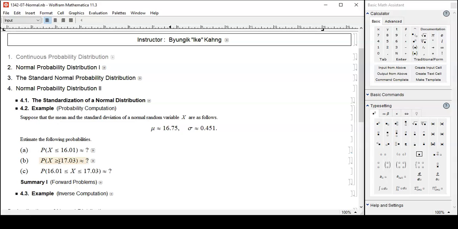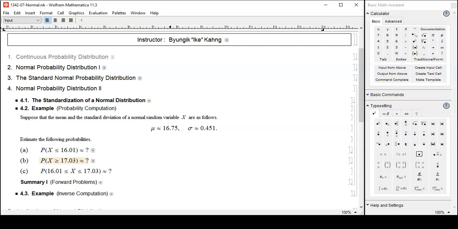How do I know? Because the problem says x is greater than 17.03. So greater than, that means right-hand side. So please expect right-hand side shading. All right, let's begin. How do I do this?